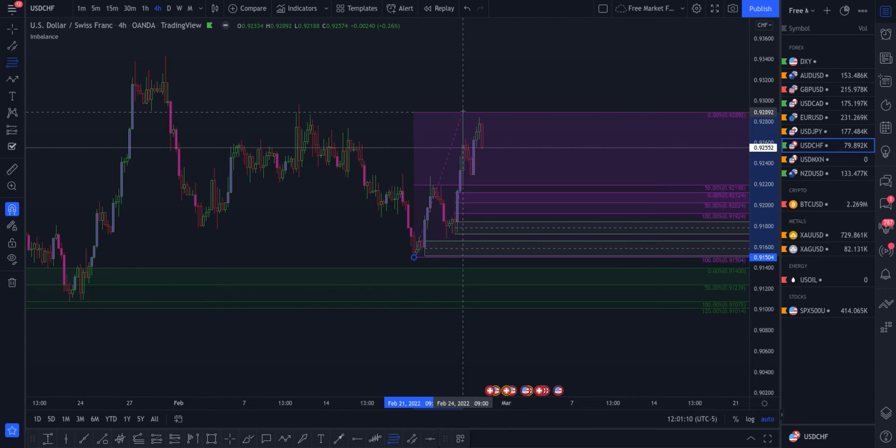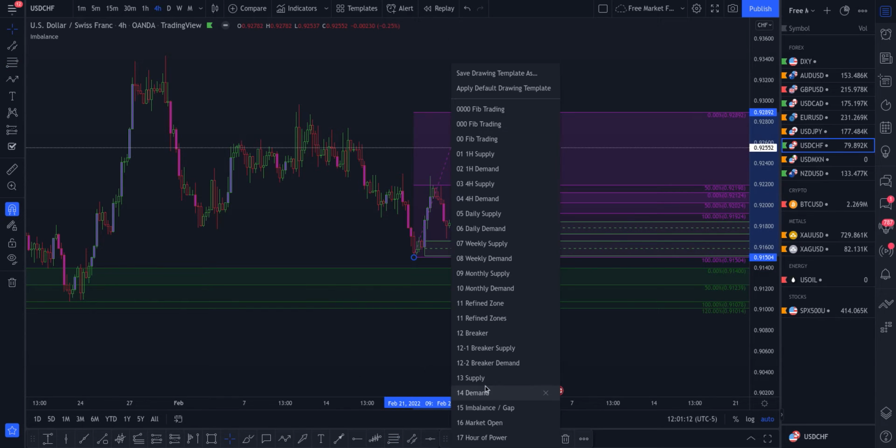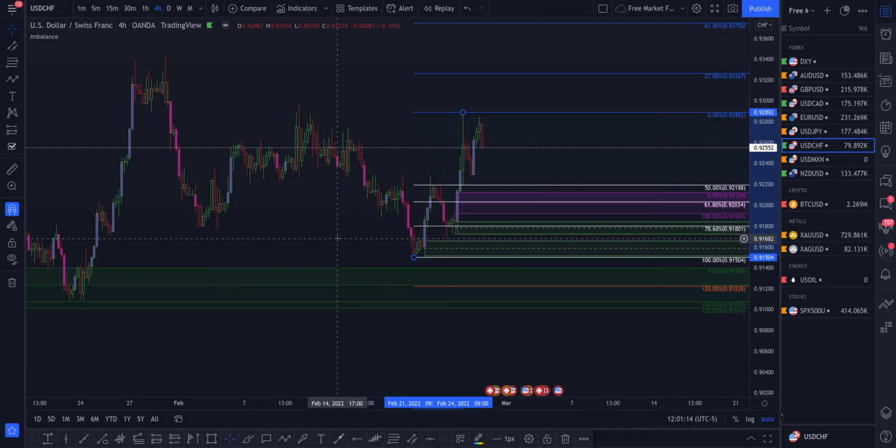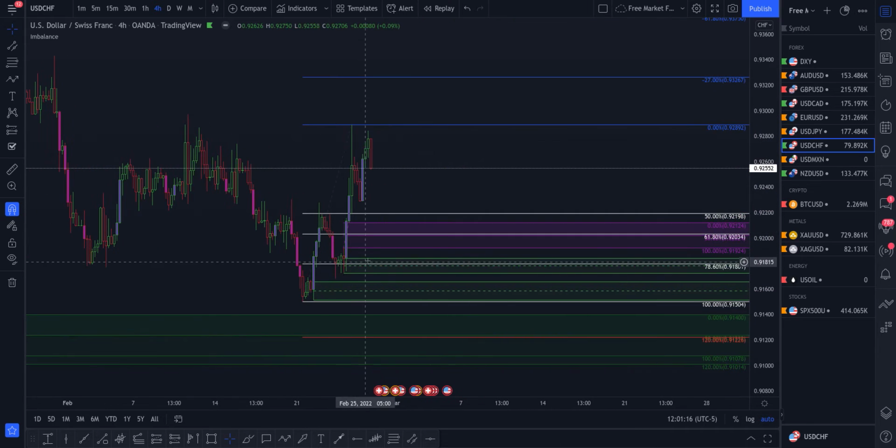here to here, we'll see that. Oh, I like this. The 78.6% is sitting here, but we do have liquidity right here. This imbalance has not been filled. We still have a little bit of imbalance that needs to be filled, so we could definitely see price come down in this area.